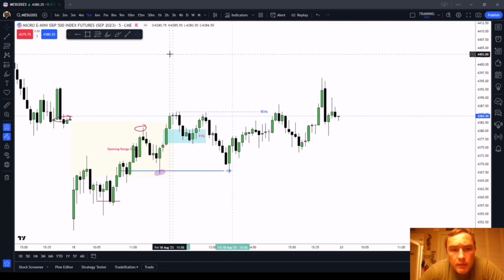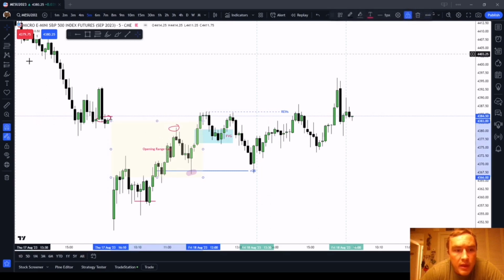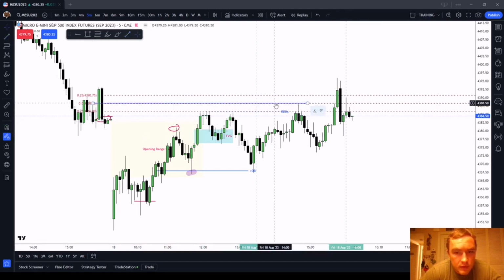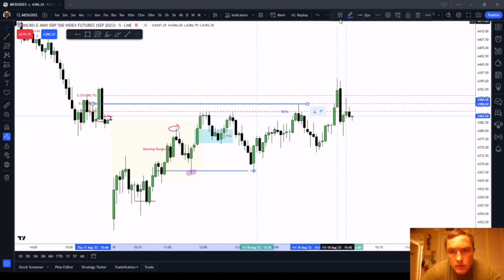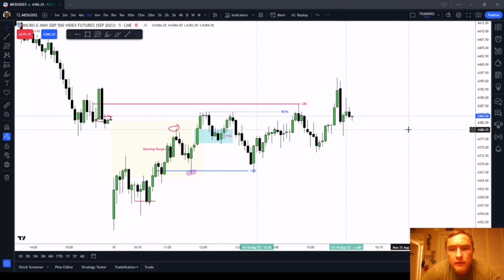Let's talk about the PM session. The PM session up into the close of the New York Stock Exchange, we ran on these relative equal highs. We were trading above the opening range gap, and then if we have a look at this candle, take a look at this order block, or the midway point. Okay, so we can see that price had a bearish order block over here that respected.